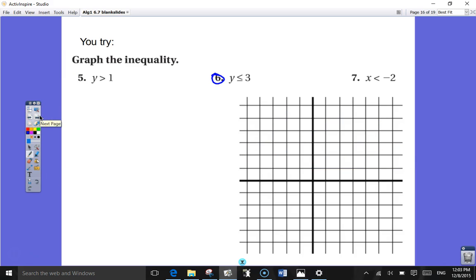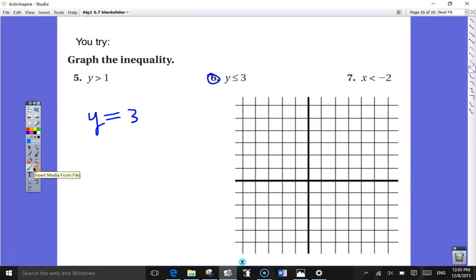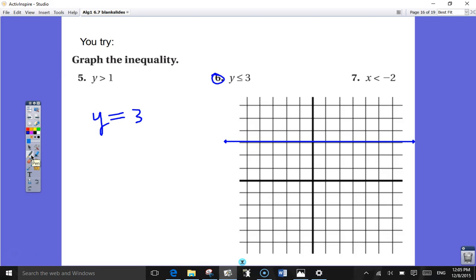Okay, do the second one, y less than or equal to 3. So we're going to graph the line y equals 3, which is a horizontal line. Should it be solid or dashed? Solid. So I come over here and make it solid. And then should it be shaded above or below, considering it's y less than? Should be below.